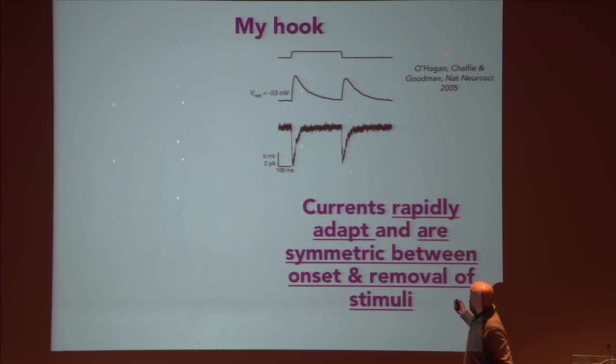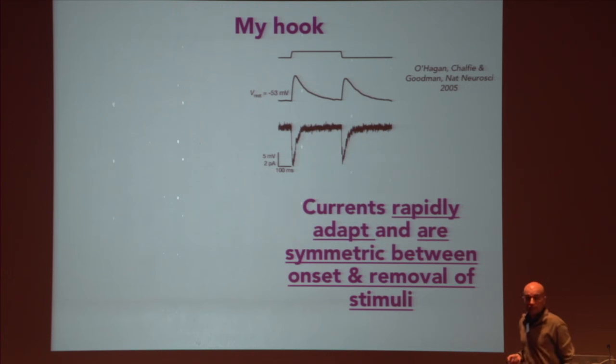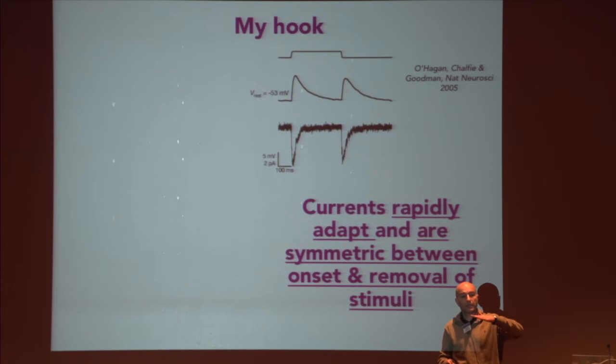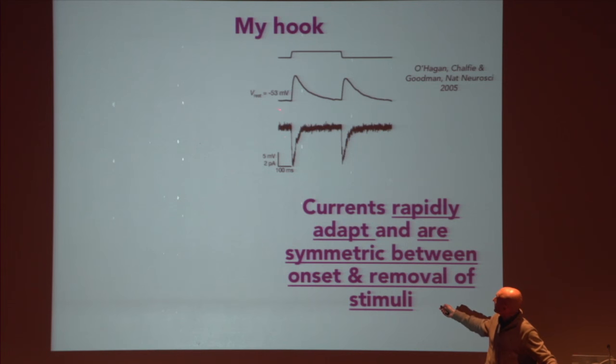So in 2005, together with O'Hagan and Marty Chalfie, they managed to develop this patch clamp system and to measure in vivo the response of the neuron. And what they saw is the following thing: you deliver a step. So you indent with the ball, and then you keep it for a few seconds, and then you take it out. This is the voltage that they measure in the neuron. This is the current, okay?